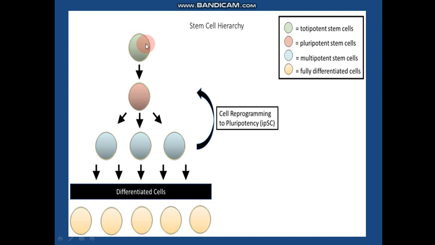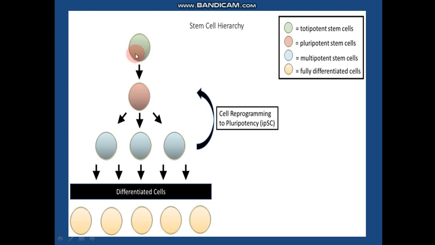This color is for totipotent stem cell. It will give rise to pluripotent stem cell. It will give rise to multipotent stem cell, and they will further differentiate into fully differentiated cells or the unipotent stem cells. See here the rubrics are here for the color coding.